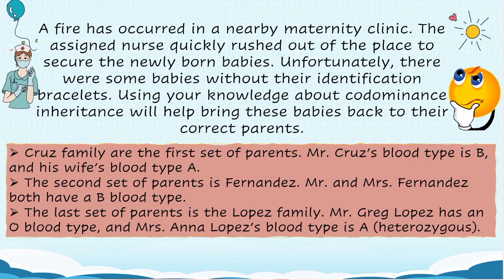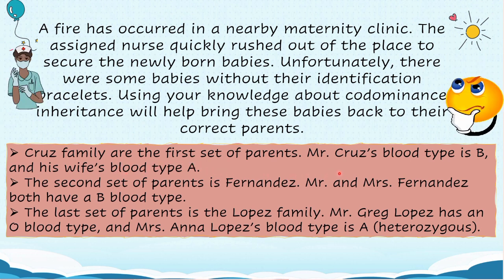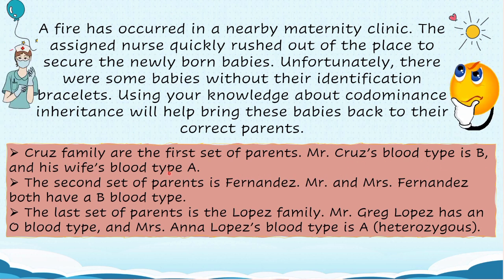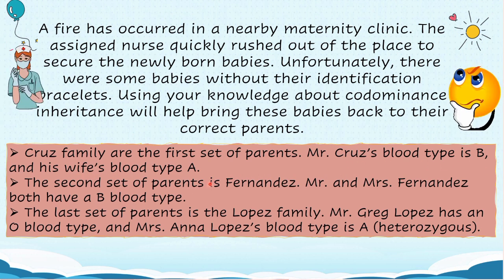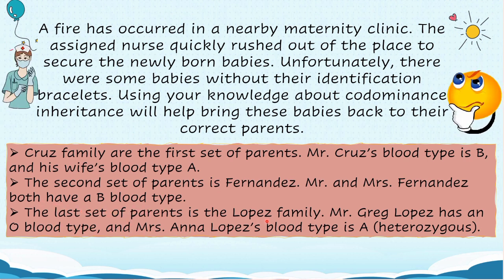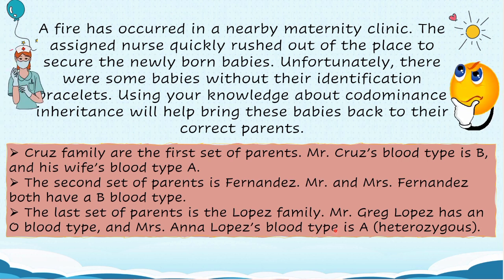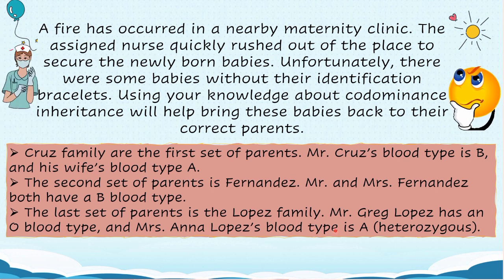For the first family, we have the Cruz family. The first set of parents, Mr. Cruz's blood type is B and his wife's blood type is A. For the second set of parents, we have the Fernandez family. Mr. and Mrs. Fernandez both have blood type B. And the last set of parents is the Lopez family. Mr. Greg Lopez has an O blood type and Mrs. Ana Lopez's blood type is A heterozygous.